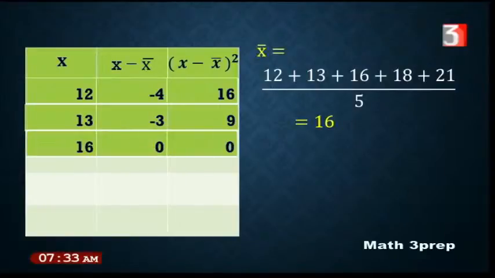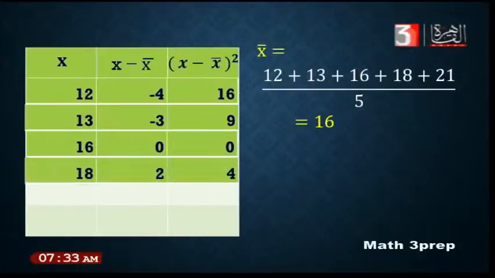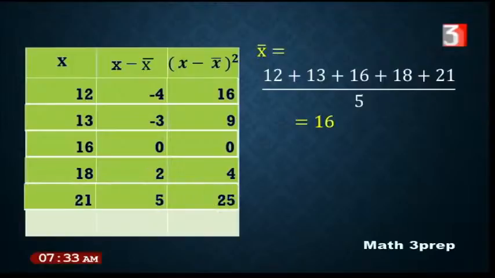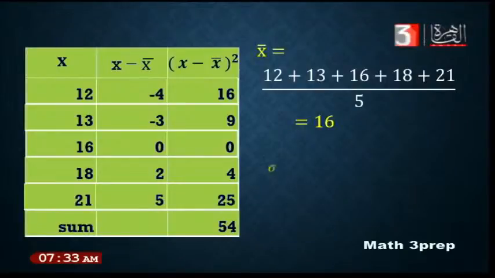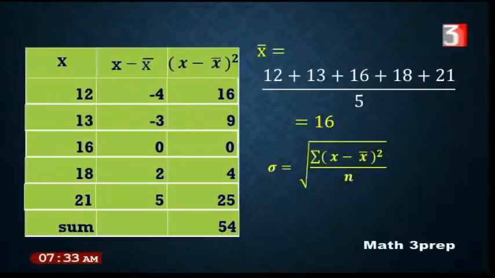What about the 16? Yes, 16 minus 16 gives 0. By squaring it gives 0. What about 18? 18 minus 16 equals 2, and by squaring it gives 4. What about 21? 21 minus 16 gives 5, and by squaring it gives 25. So what about the sum of x minus x bar all to the power of 2? They are 54.